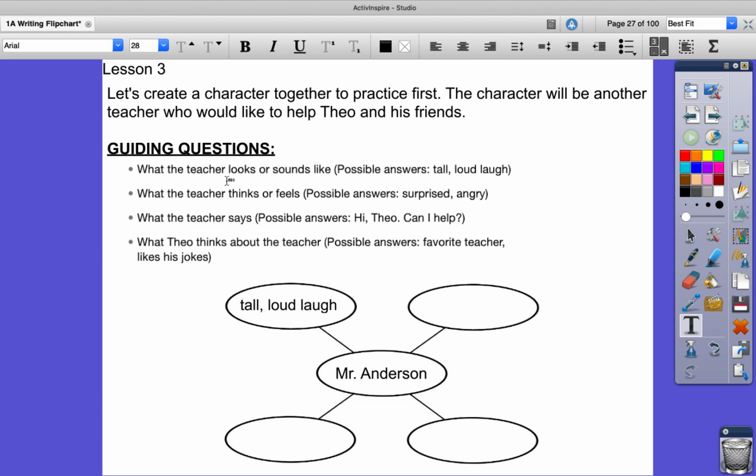Okay, what the teacher thinks or feels. So a possible answer is that he becomes surprised and angry when he hears about what the big boys have done. What the teacher says. So Mr. Anderson wants to help out Theo. So something that he might say is, hi, Theo. Can I help?